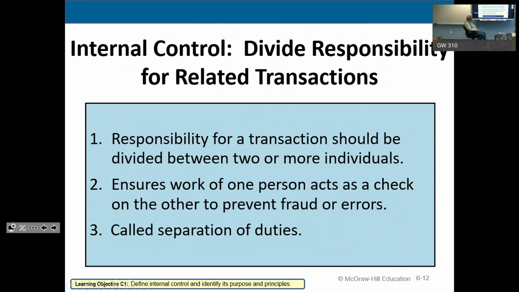Responsibility for a transaction should be divided. Divide responsibilities, right? I'll open the mail, and then I'll hand the check to you, and you sign it, right? And then a third person will make the deposit ticket out and take that stuff to the mailbox or to the bank. I mean, ensure the work of one person acts as a check on the other to prevent fraud or errors.